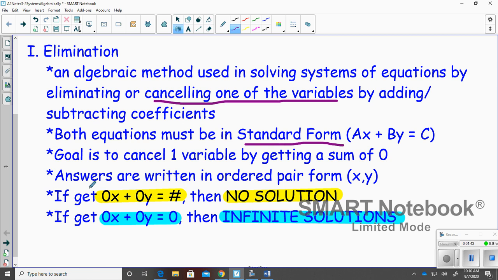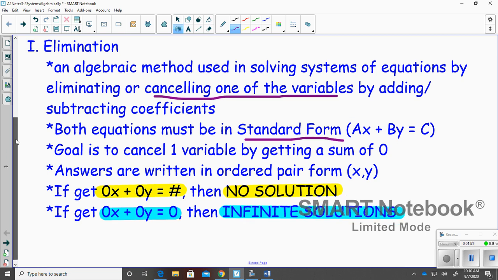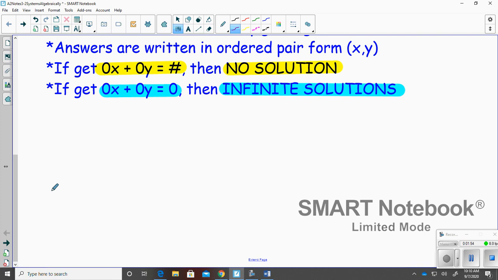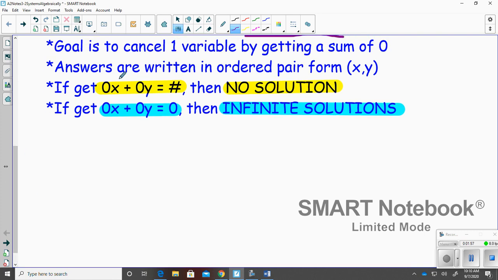All your answers in the elimination process need to be written in ordered pair form, so x comma y. We learned when we were graphing systems that there's actually 3 different types. Sometimes your lines intersect, and when that's the case, you get an ordered pair answer, as I mentioned a second ago. Since we're solving systems by elimination, it's basically a different way to solve the same problems I gave you last week. Instead of having you graph them to find the answer, I'm having you use algebra today to find the solution. So again, if you have an answer, you're going to write it as an x, y ordered pair.